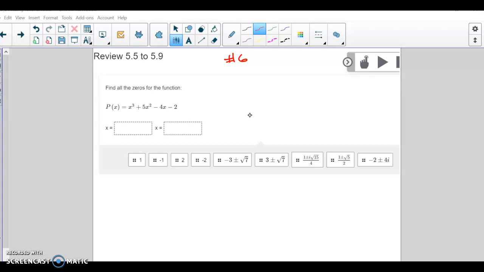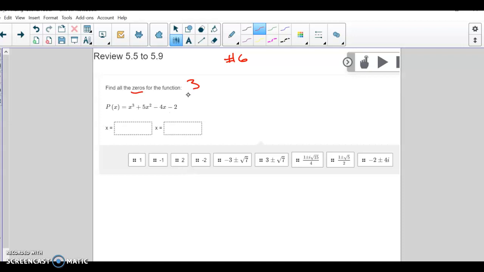Okay, this video is to help with number 6 in the review assignment. We're finding all the zeros, which again just means solutions, or zeros mean the same thing. And we know there's going to be 3 answers here because it's an x cubed. All right, and so we don't have to list what's possible. We just have to actually find them.